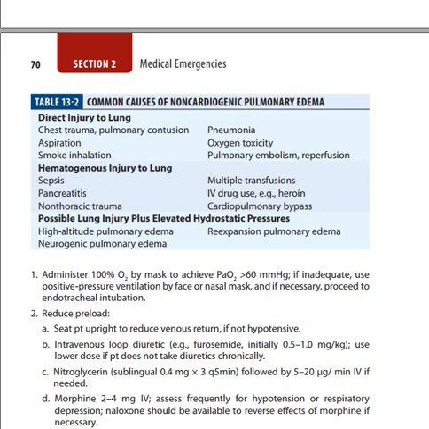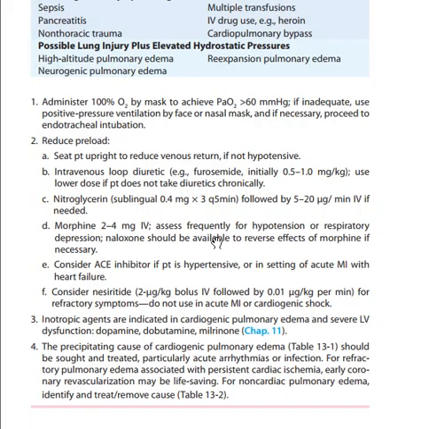Now, you have hematogenous injury to the lungs. Hematogenous injury to the lungs can result in pulmonary edema. You have sepsis, pancreatitis, non-thoracic trauma, and multiple transfusions may also result in non-cardiogenic pulmonary edema. You have possible lung injury, such as high altitude pulmonary edema, and others.